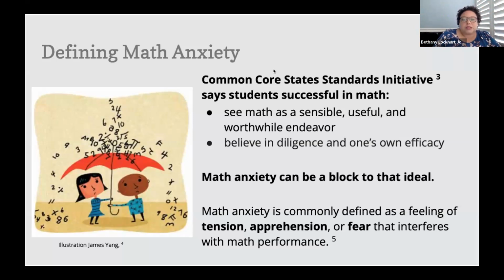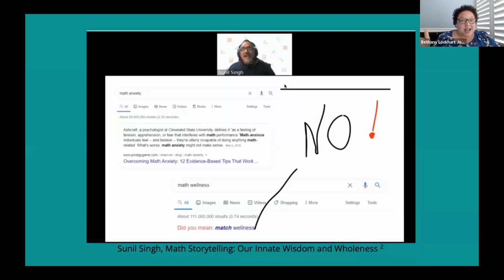So sometimes when I define things, I also want to define it by what it's not, right? We'll do that strategy. And Sunil Singh, who is an Amplify math advisor, gave this talk on math storytelling, our innate wisdom and wholeness. And when he searched for math anxiety, it's a screenshot from his talk, he immediately, in 0.52 seconds, got 58, almost 59 million results, right?